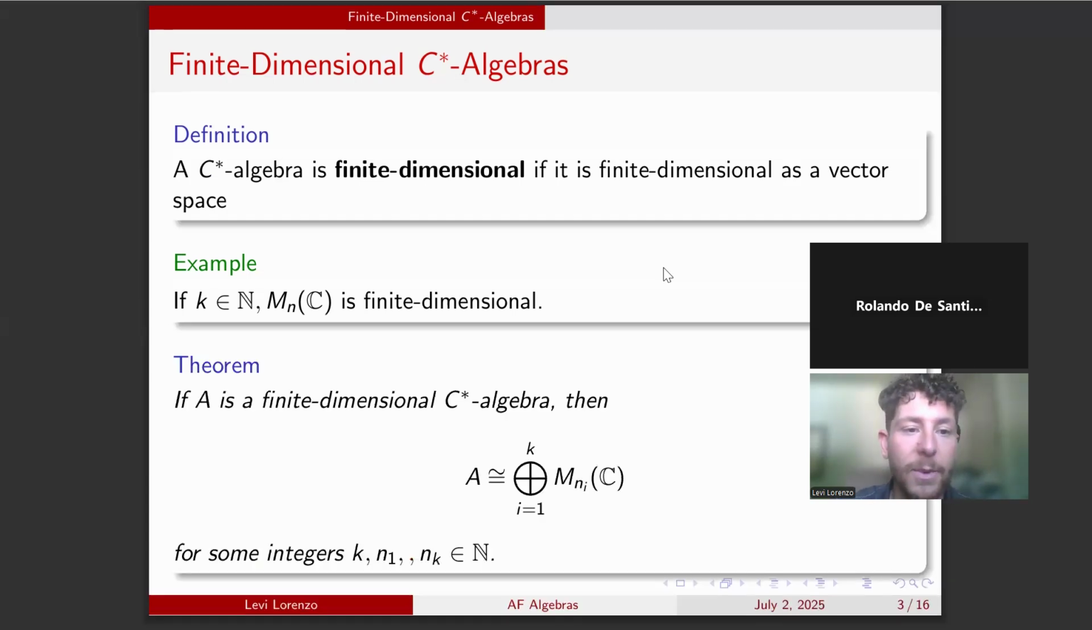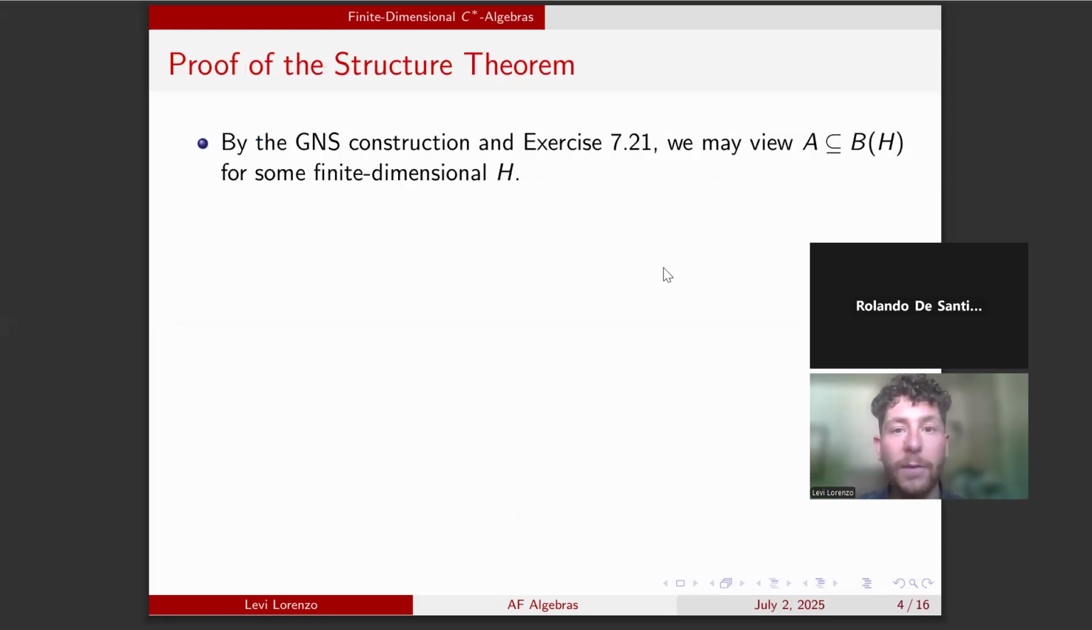It turns out we have a pretty nice characterization of the finite dimensional C-star algebras. All the finite dimensional C-star algebras are finite direct sums of matrix algebras. So a finite dimensional C-star algebra has to be isomorphic to a finite direct sum of these M_{n_i}'s. This maybe makes intuitive sense, that all the finite dimensional C-star algebras are building blocks, finite direct sums of these matrix algebras. And I'll just sketch the proof a little bit.